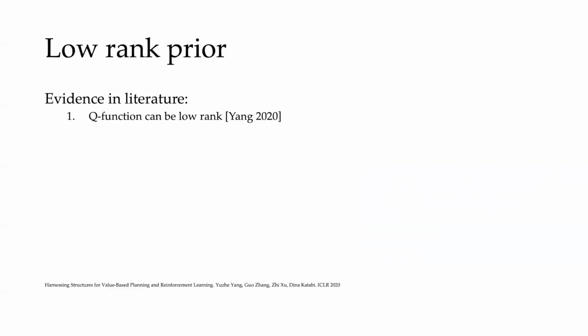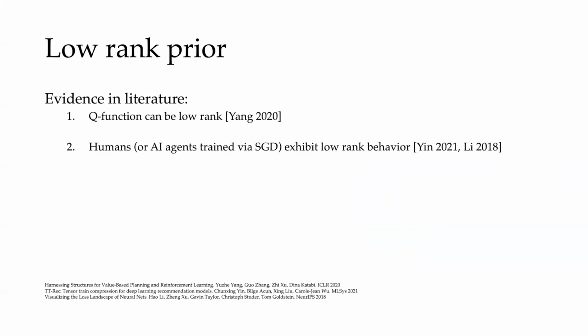To mitigate this issue, our work looks towards using a low-rank prior. A low-rank prior has been suggested in literature, for example, that the Q function of many environments are actually low rank. And moreover, the behavior of humans or AI agents trained via random seeds can also be surprisingly low rank as well.